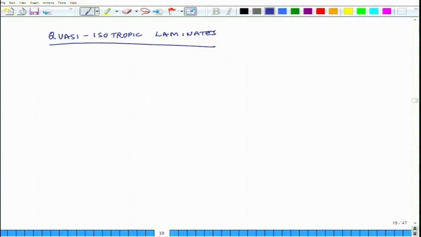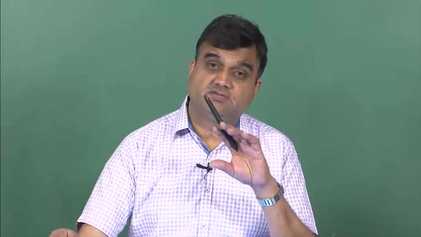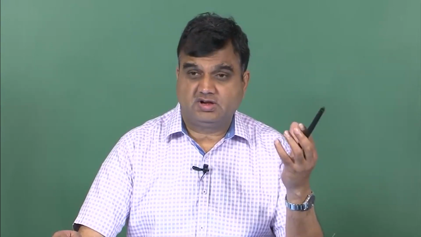Now, here the purpose of the discussion or detailed analysis is to somehow figure out a smart way such that the properties of the laminate, not individual layers of the laminate, are similar to that of isotropic materials in the in plane direction. Okay. So, what does that mean?